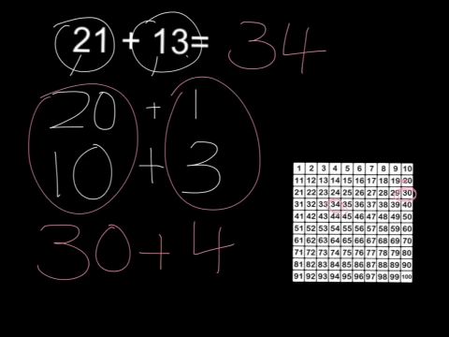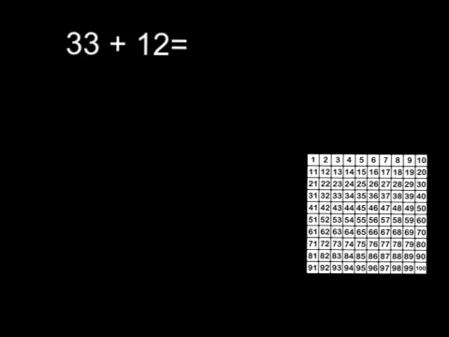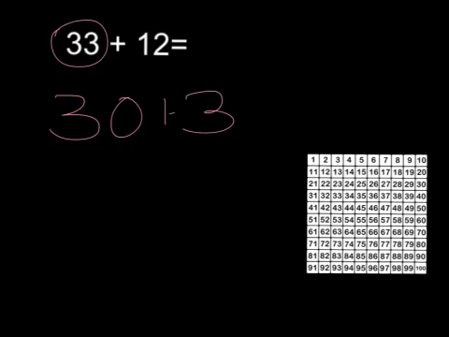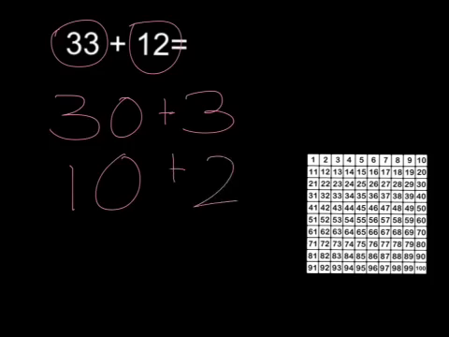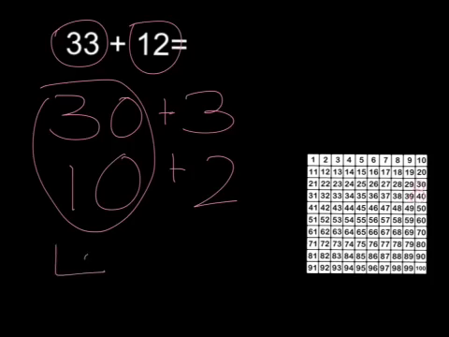Let's practice that with another set of numbers. Okay, I have 33 plus 12. Well, they look like big numbers to add, but when I partition them, it's a lot easier. So let's partition 33. So that's 30 and 3. Okay, now I'm going to partition 12. That's 10 and 2. Okay, now I look at this part here, 30 and 10. Go over to my number board if I need to. There's 30. Count on 10 more. I would land on 40.